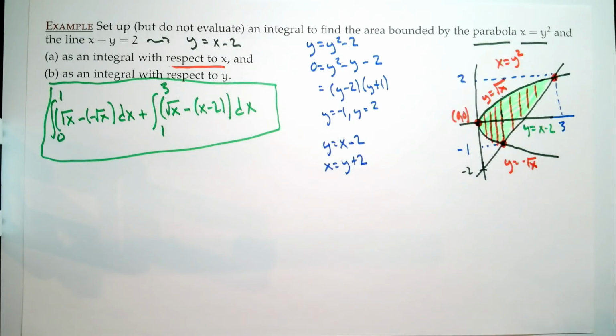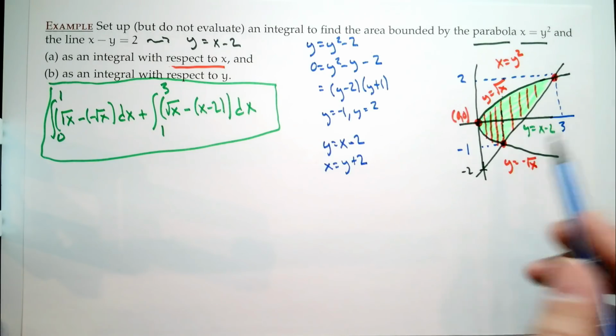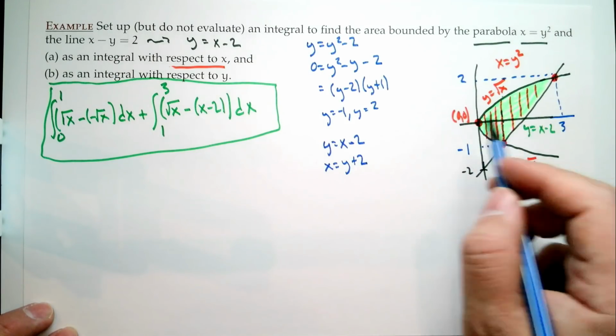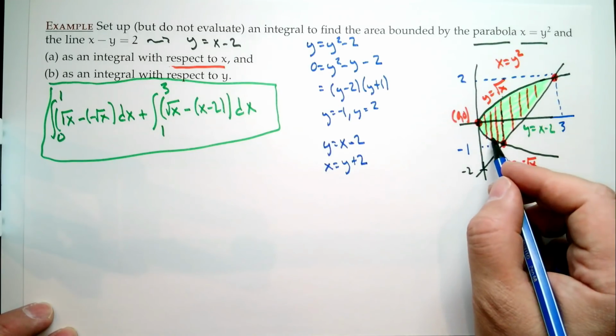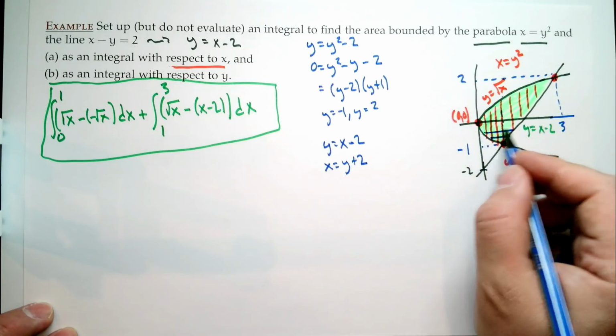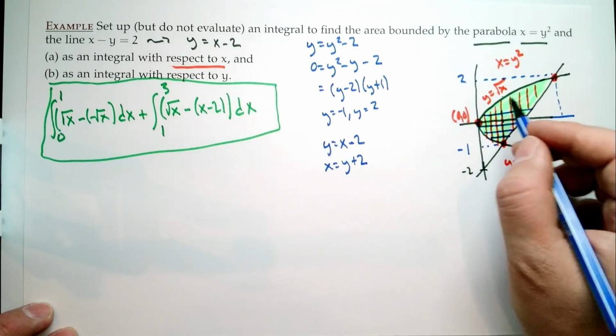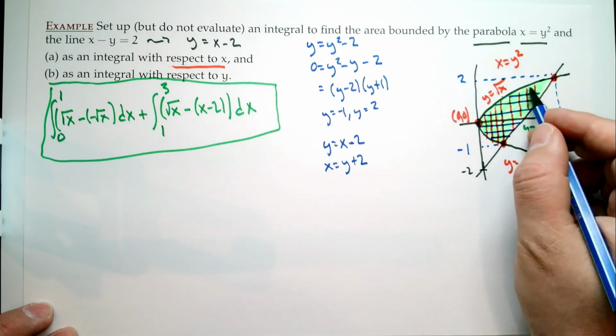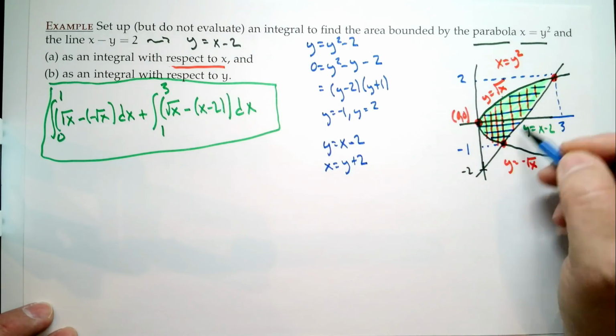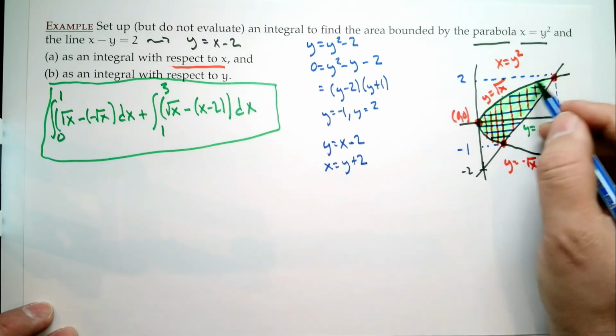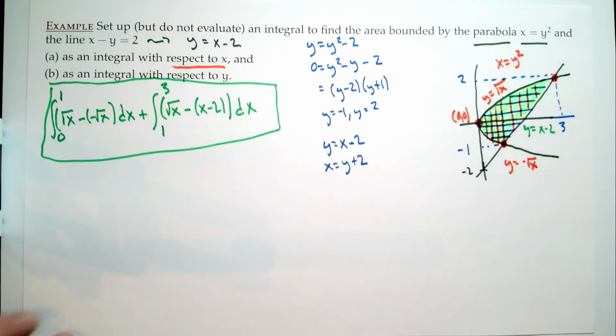Now, if I'm integrating with respect to x, I'm really thinking of taking vertical slices. When I'm integrating with respect to y, I'm doing horizontal slices. So when we integrate with respect to y, what do we see? Well, what we see is that we consistently, 100% of the time, always have the same right curve, the line, the same left curve, the parabola, which means we just need one integral. So sometimes it's advantageous to switch because you can change how many integrals are involved.